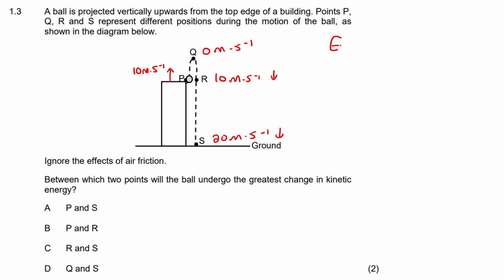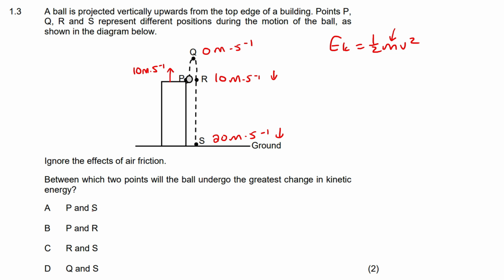So if we know that kinetic energy is half mv squared, we understand that the mass of the object is going to be exactly the same for all scenarios. So that's almost like a constant. So the only thing that will give us a big change in kinetic energy is when there's a big change in velocity. From P to S would be from 10 to 20. Don't say that this one is 10 up and this one is 20 down, so that actually means 30. That's not correct because with kinetic energy, direction does not come into account.